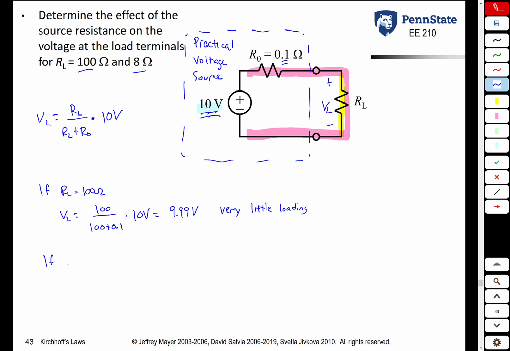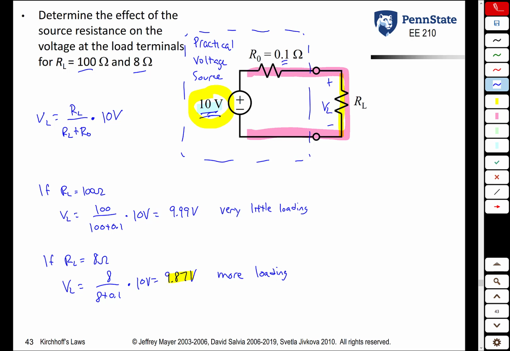However, if the load resistor is only 8 ohms, its voltage is going to be 8 over 8 plus 0.1 times 10 volts, or 9.87 volts. So in this example, there's more loading. Once again, the voltage you get is quite a bit less than the voltage that you expect.